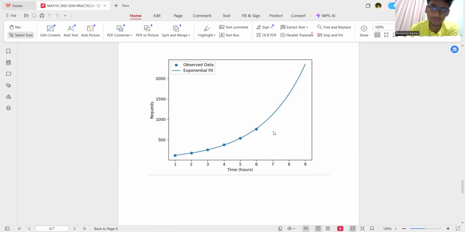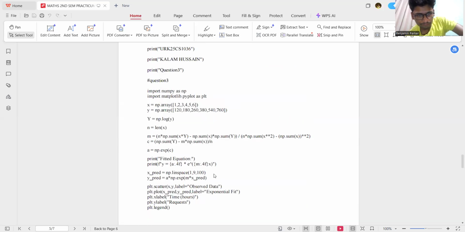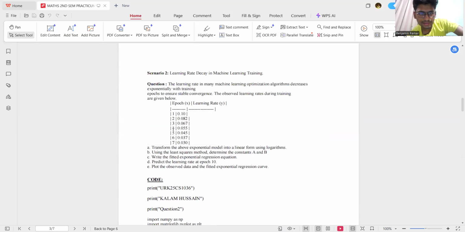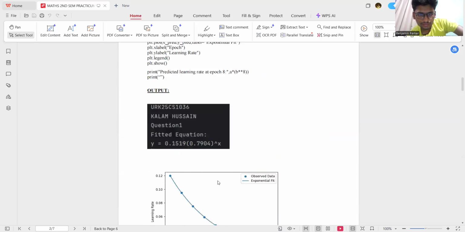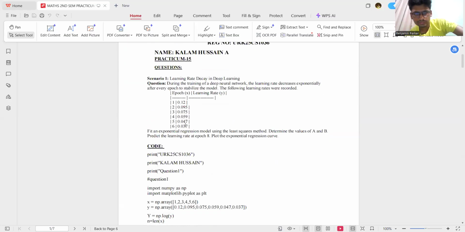And yeah, this is the overall practicum 15, and there you go. For the third one, there is the output, the question, and the code. The second one has the output, the question, the graph, and the code.